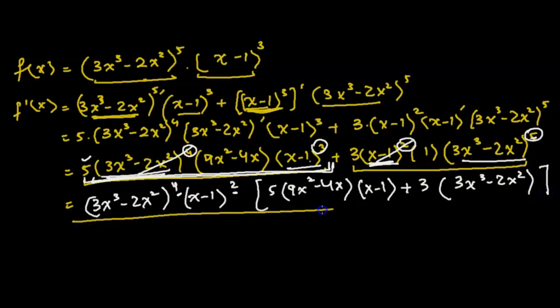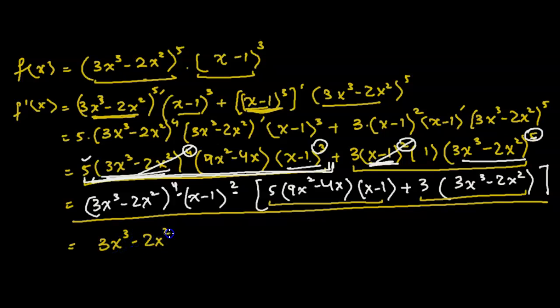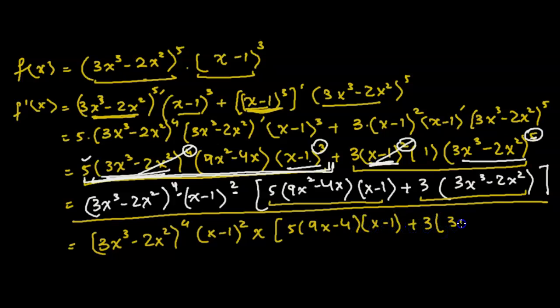And finally, we can leave this as a final answer. Or we just notice that we have an x common in both of these terms. So we can even take out that x as a common factor outside. So if we do that, we will be left with (3x cubed minus 2x squared) the whole to the power of 4 times (x minus 1) squared. When taking out one x common, we will be left with 5 times (9x minus 4)(x minus 1) plus 3 times (3x squared minus 2x).